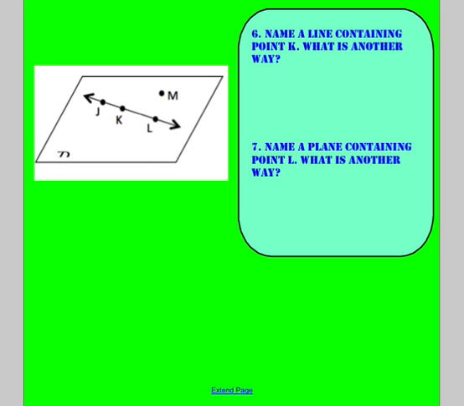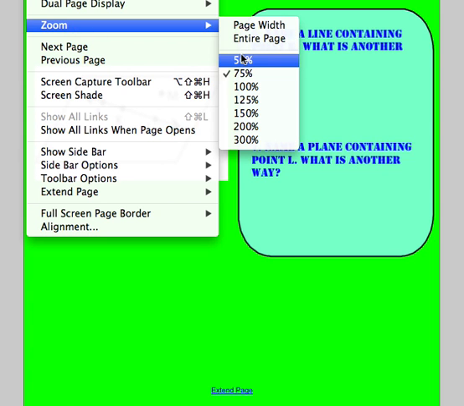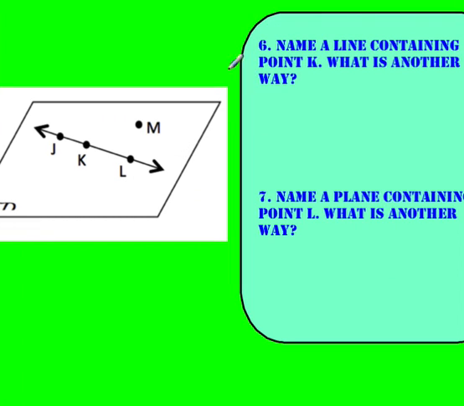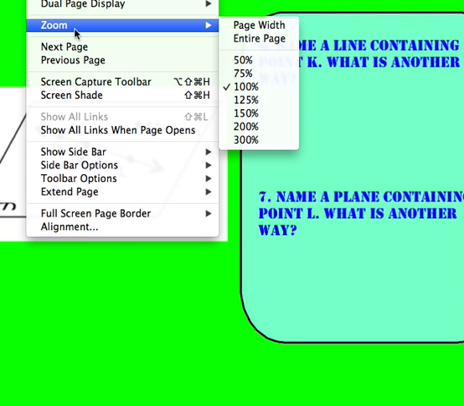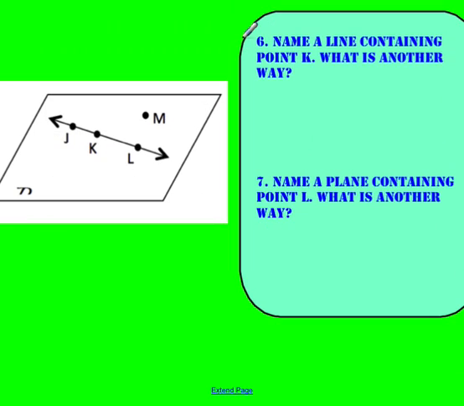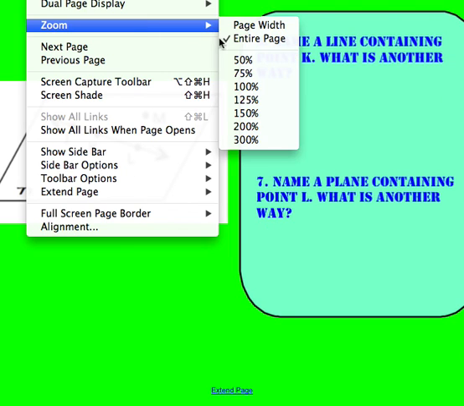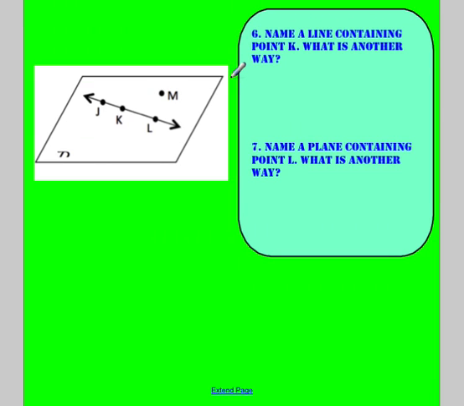Next, let's take a look at this one. Okay, let's see if we can make this just a little bit bigger. Okay, we'll go back to 75. I was just experimenting a little bit to see if we can make it a little bigger. So hopefully you can still see that. Okay, so for this one, we're taking a look at number 6. It says name a line containing point K. What is another way to name it?